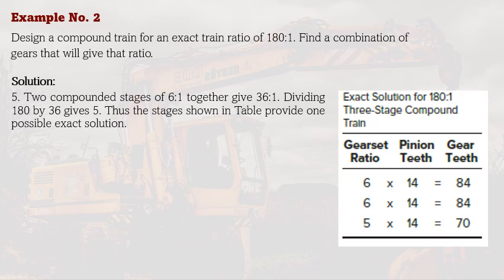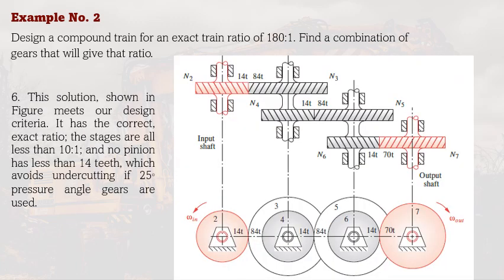Thus, the stages shown here in this table provide one possible exact solution. This would be the exact solution for 180 to 1, 3-stage compound train, with the gear set ratios 6, 6, 5, and the corresponding pinion teeth as well as the corresponding gear teeth. So take note that we chose 14.